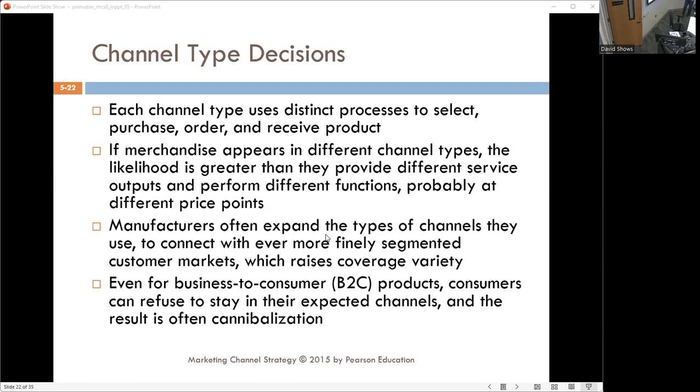Each one of those involves the 9 channel functions and requires the service outputs, and the way that we manipulate those service outputs ultimately helps to decide whether or not we're going to use one versus the other. Each one creates a certain value.